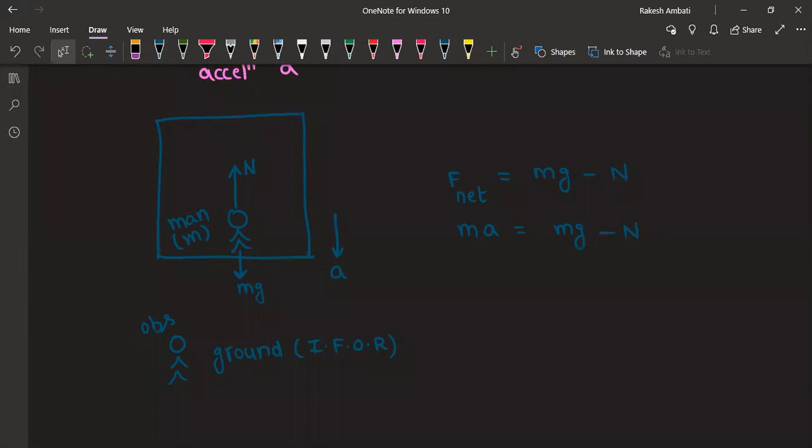The question is, we have to find the normal force. By simplifying it, we get normal force equal to mg minus ma. Therefore normal force equal to m, which is common, into g minus a. This normal force is nothing but the apparent weight of the man. So apparent weight of the man is m into g minus a. This is the equation applicable when the lift is moving downwards.